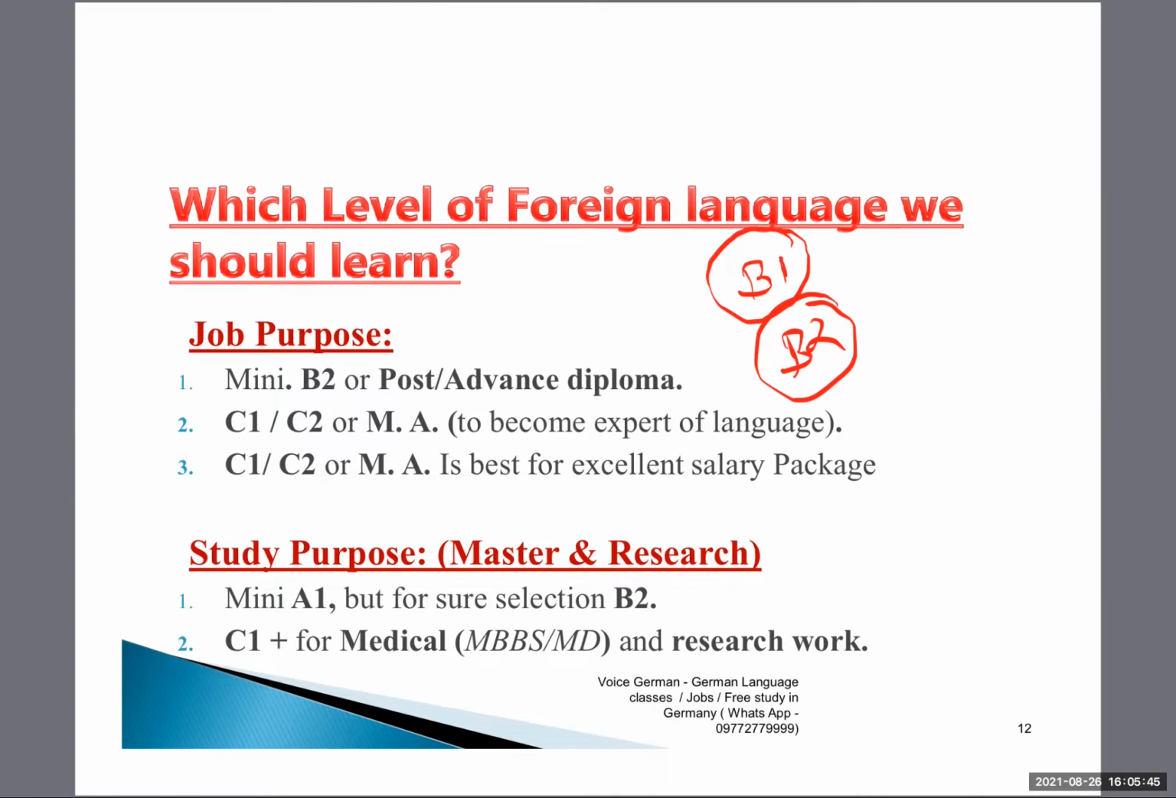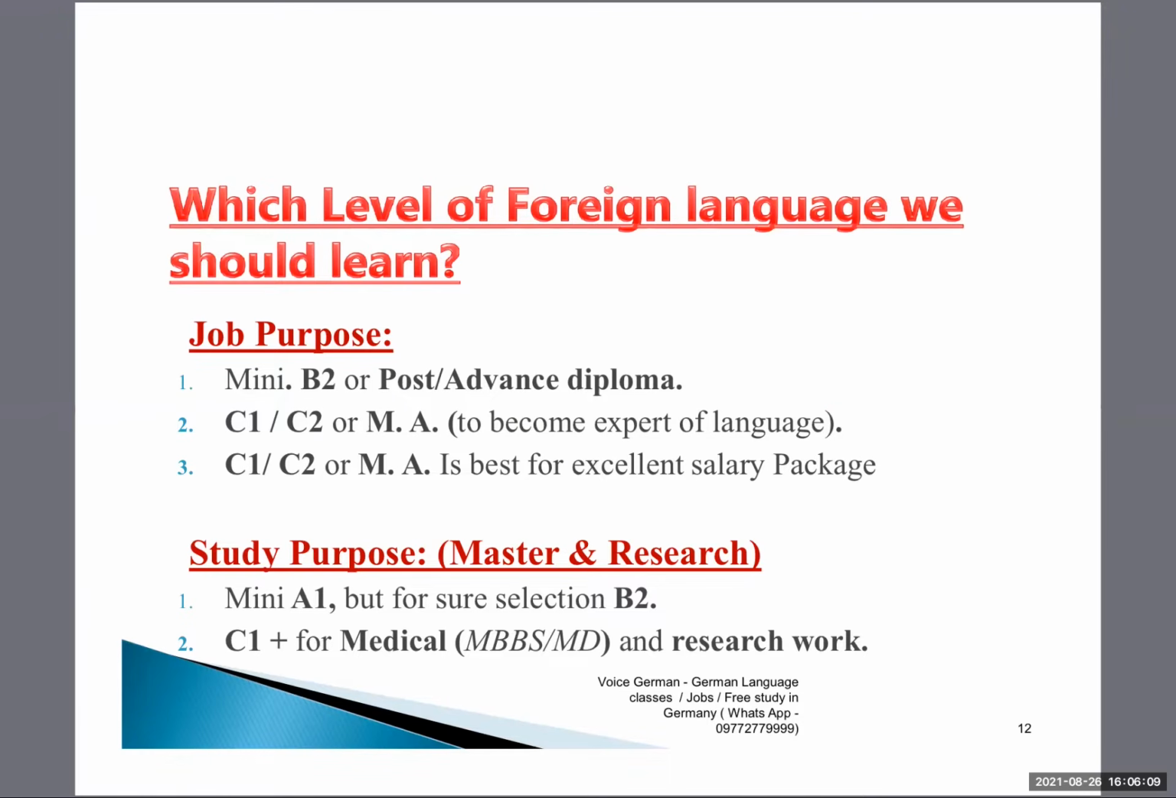I am thinking of a February intake. So till then, I think I'll be able to complete till B1. Yeah, definitely you can do it. If we have more time, we can definitely go for B2. And B2 you can also do from Germany, after reaching there. This is also a possibility.